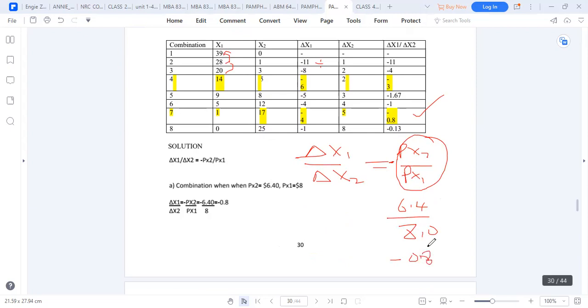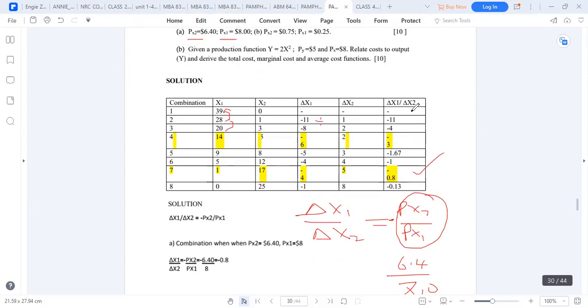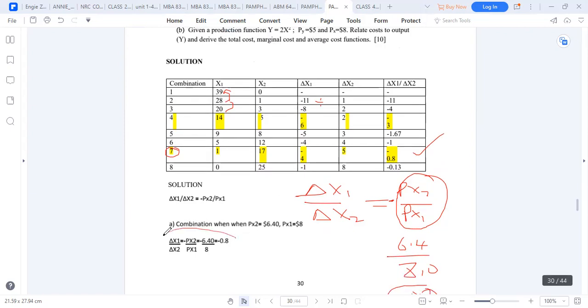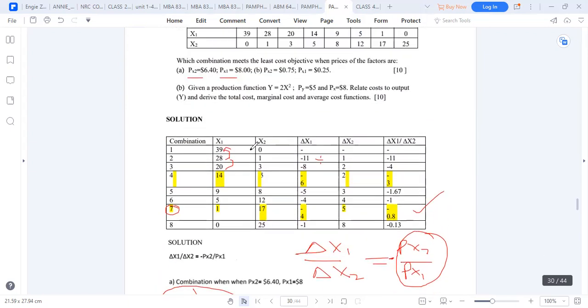So this 0.8 now you compare it here. Which figure is equal to 0.8? So when you go into this table, 0.8 is here. So which combination is equal to that figure? Combination 7, or specifically where X1 is equal to 1 and X2 is 17. So this is a combination that is optimal, because the optimal combination must fulfill this what? Rule. Is that clear now? Very clear, thank you.